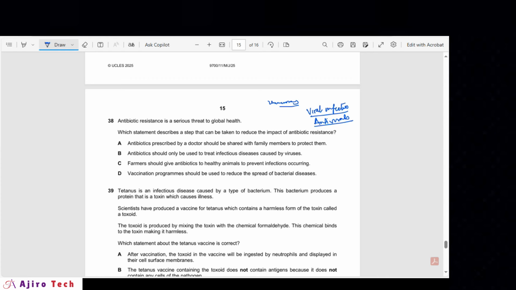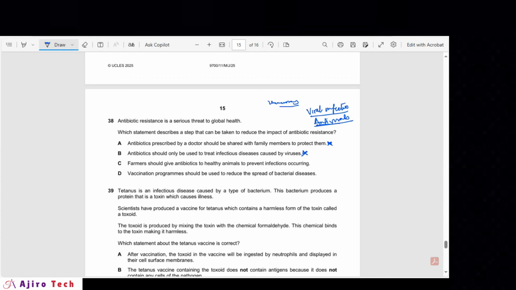So what step can be taken to reduce the impact of antibiotic resistance? We said antibiotics prescribed by a doctor should be shared. No, they should not be shared with family members. No, this leads to unnecessary use of antibiotics. Antibiotics should only be used to treat infectious disease caused by viruses. No, this is against it. Just like I said, antivirals should take care of viral infections.